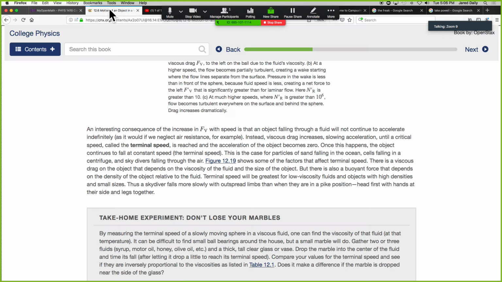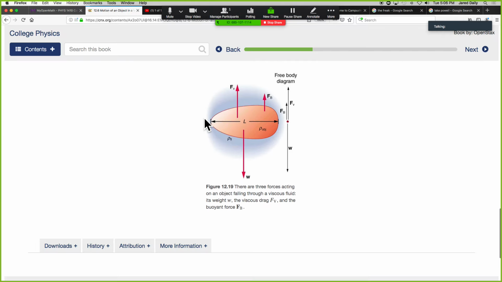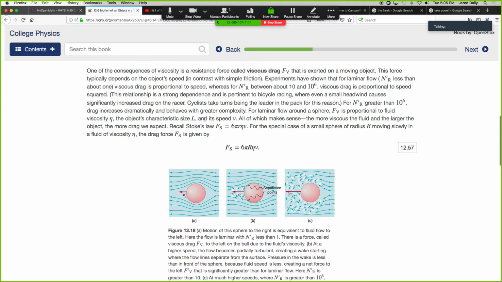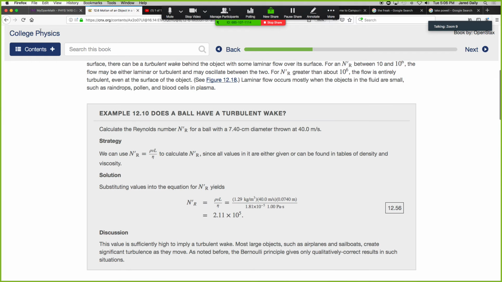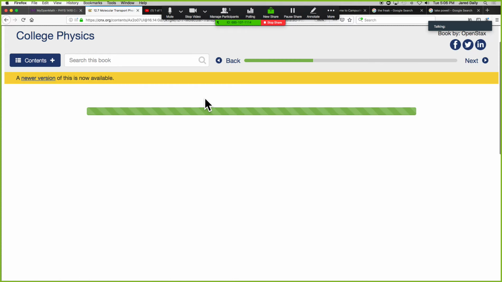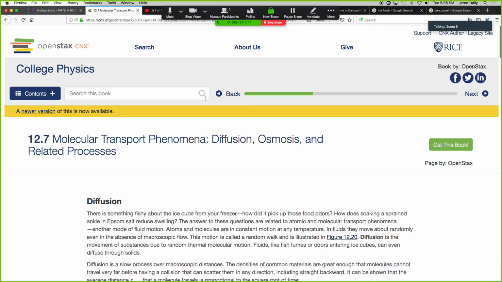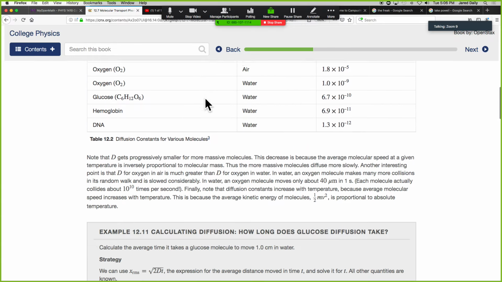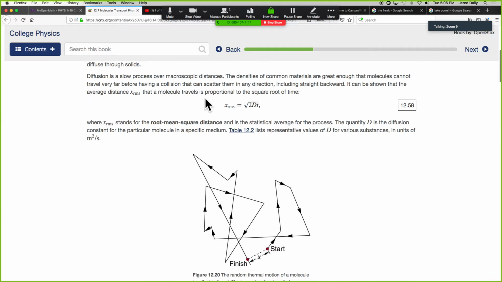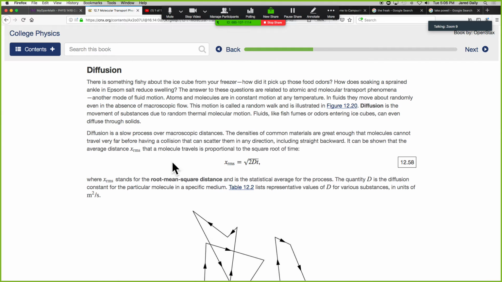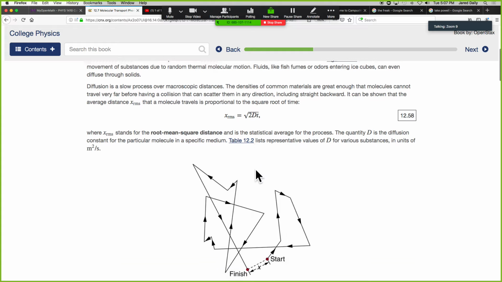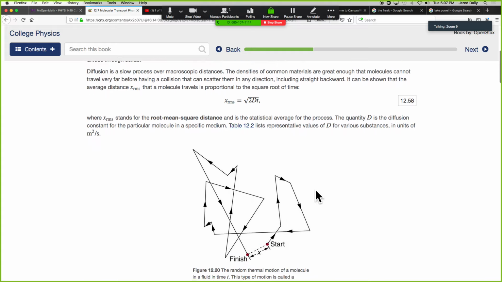Okay, back to physics. Anyway, the last section is molecular transport diffusion. I'm not going to really test you on any of this stuff. This is a way of calculating what we call the root mean squared distance that something travels when it travels in a random pathway.